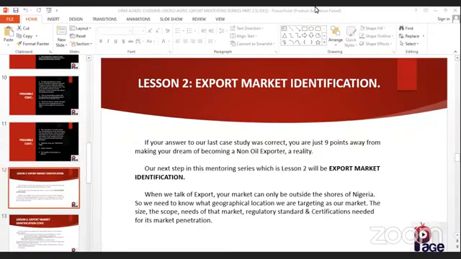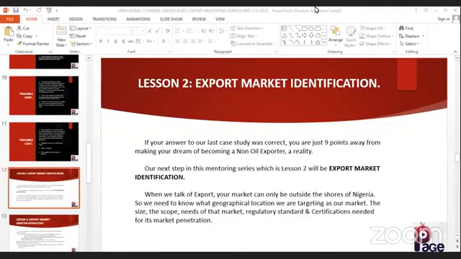The size of the market, the scope of the market, the needs of that market, the regulatory standard we need to assess that market. What certifications do we need to assess that market? And then with all this, we will now target the market penetration.